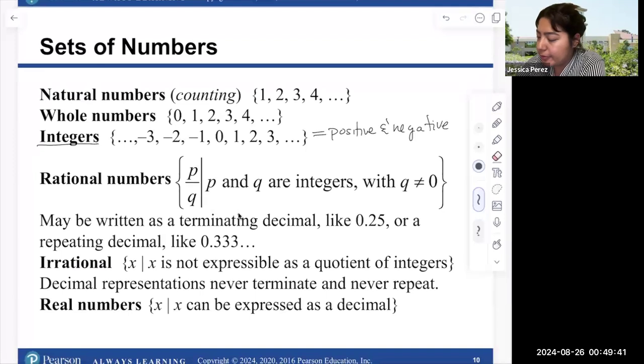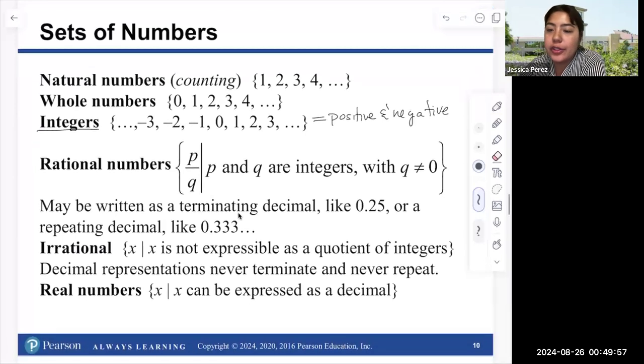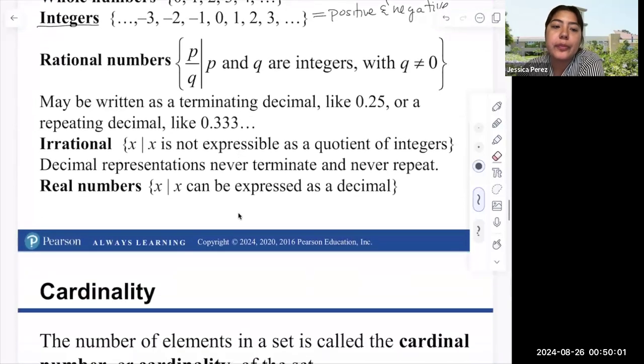So we have 6 different sets of numbers, but the real numbers actually incorporate all of them. It's the big pack, the real numbers. Okay, so hopefully you're writing this down. Again, you do have these notes in front of you.